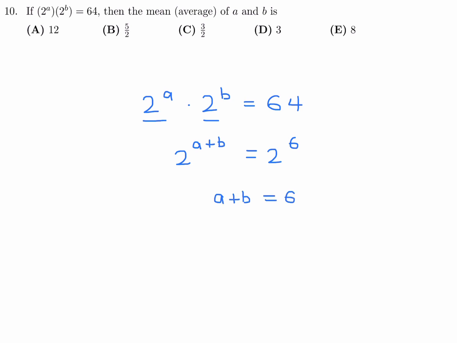Now, how do you find the average of two numbers? Well, you add them and divide by 2. So I've already added them. I'll divide by 2. And this represents the average of A and B. And that is equal to 3. There you go. Number 10, the answer is 3, which is choice D.